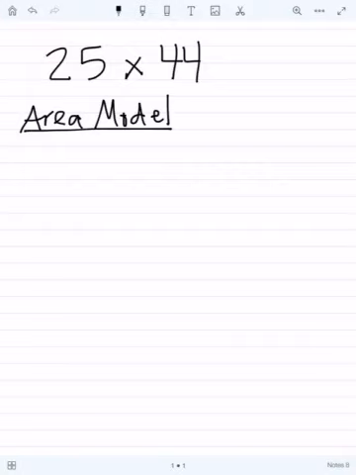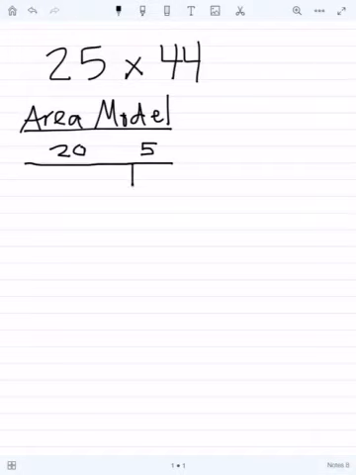algorithm. Okay, so let's go ahead and make a rectangle and label one part 25, but in a way that'll help us visually see what's happening when we're multiplying. So part of it's going to be 20 and part of it's going to be 5. 5 is much smaller than 20, so 20 is going to be the bigger part of our rectangle.